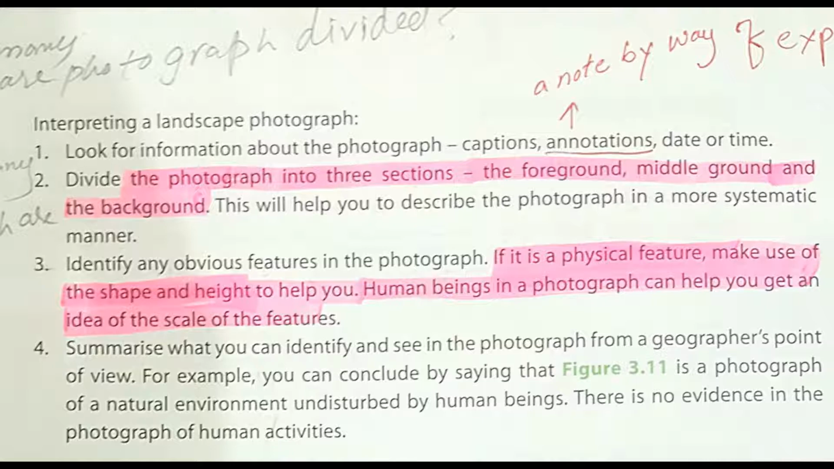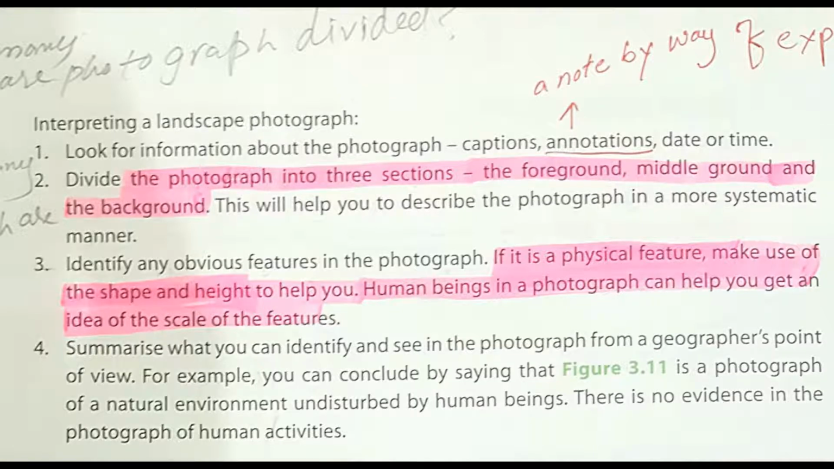Interpreting a landscape photograph. 1. Look for information about the photograph: captions, annotation, a note by way of explanation, date or time. So first of all, you have to look at the photograph for the following information: the caption, a note of explanation, date or time.